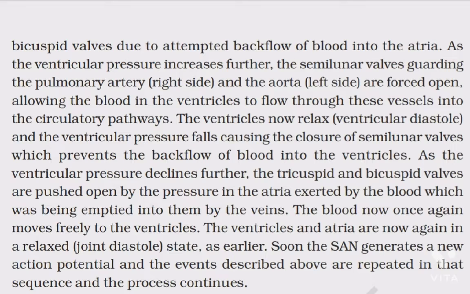into the atria. As the ventricular pressure increases further, the semilunar valves guarding the pulmonary artery (right side) and the aorta (left side) are forced open, allowing the blood in the ventricle to flow through these vessels into the circulatory pathways. The ventricles now relax, ventricular diastole, and the ventricular pressure falls, causing the closure of the semilunar valves, which prevent the backflow of blood into the ventricles.